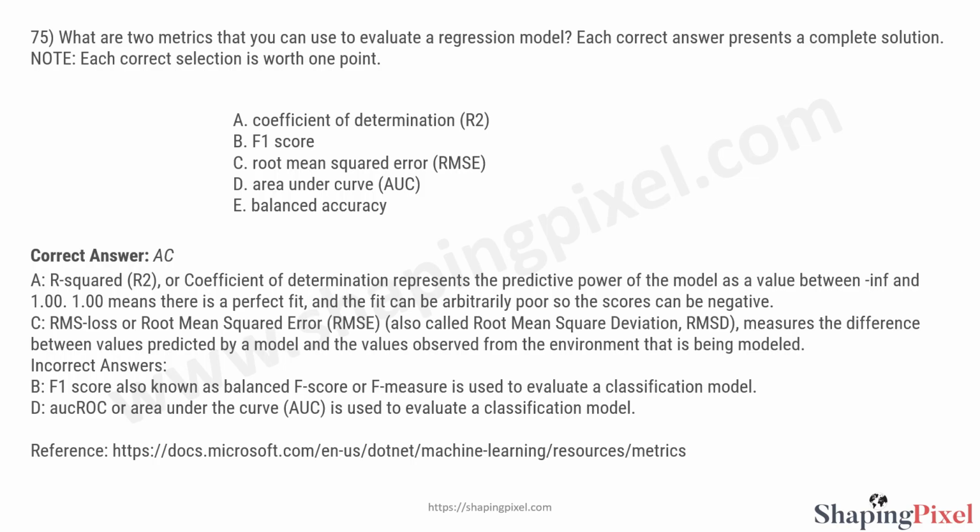So for the incorrect answers: option B, F1 score, also known as balanced F score or F measure, is used to evaluate a classification model. Option D, AUC, ROC or area under the curve, is used to evaluate a classification model.